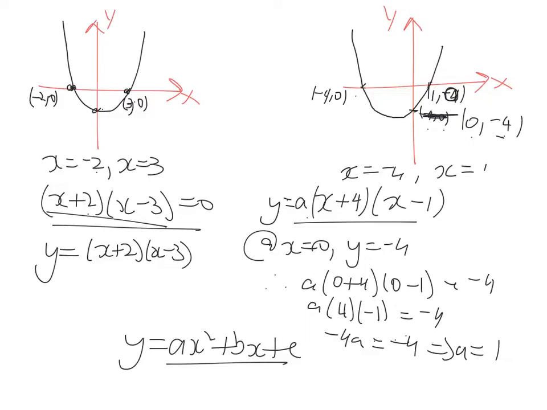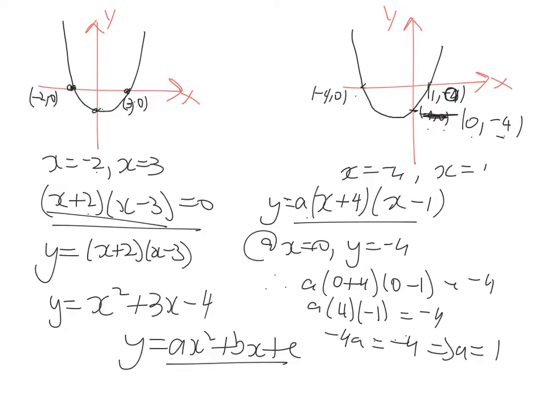So now because of that, we'll write y equals x squared. Now we expand our brackets to make x squared plus 3x minus 4. So that's what we do.